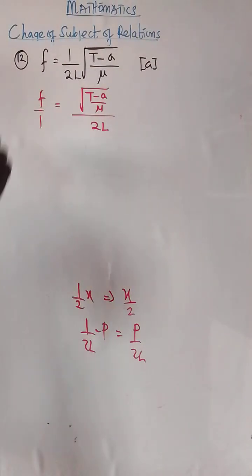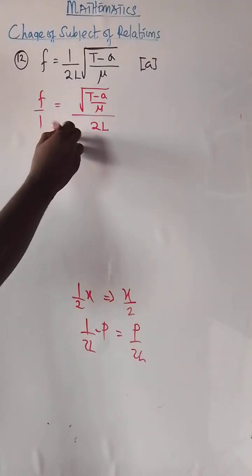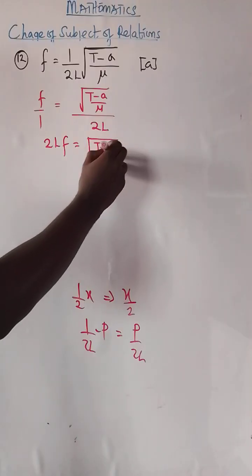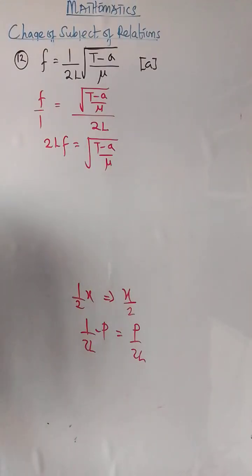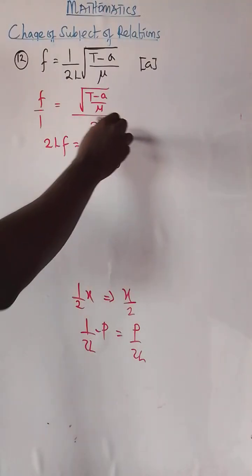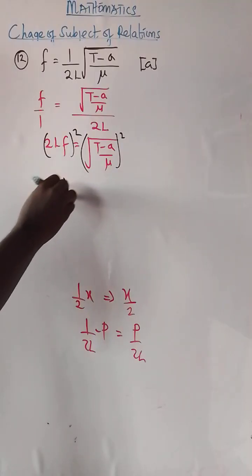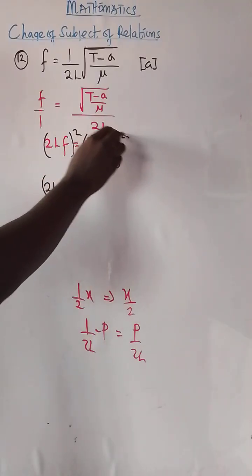So if 2l multiplies f, we have what? 2lf equals the square root of t minus a over mu. What next? Since we want to get a, the square root must go away. How do we remove the square root? We square both sides. We might not need to expand this. Leave it as 2lf all squared. And here the square takes the square root away.